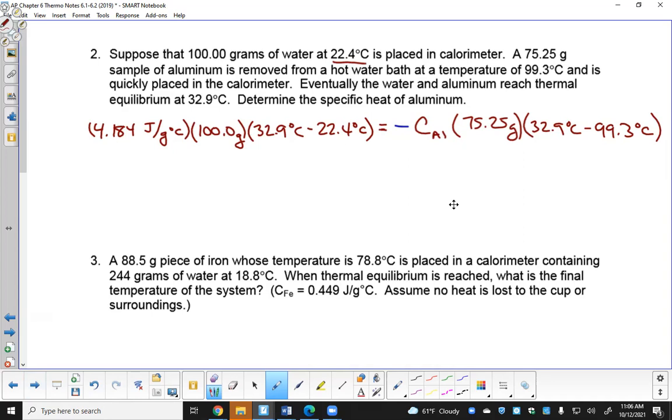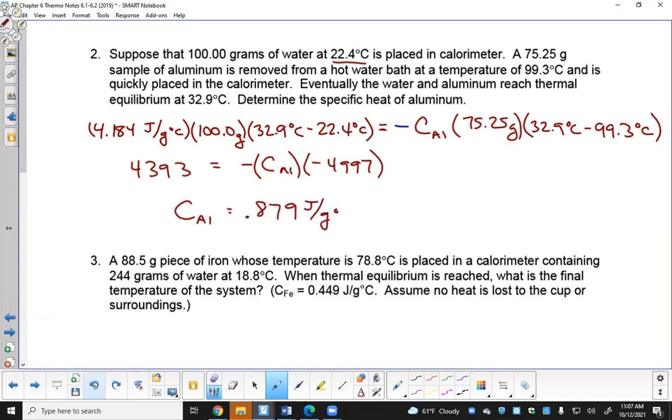Back to this. So I want to solve for specific heat. I'm just going to simplify this a little bit. 4393 on this side. Negative C of Al. This is negative 49.97, and divide and get that by itself. 0.879 joule per gram degree Celsius.